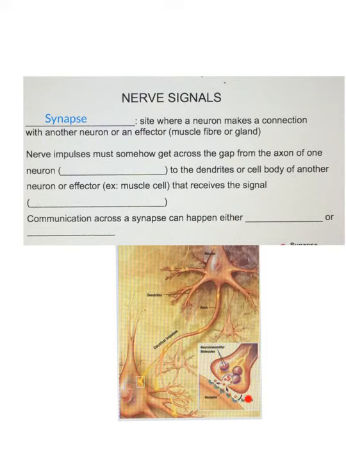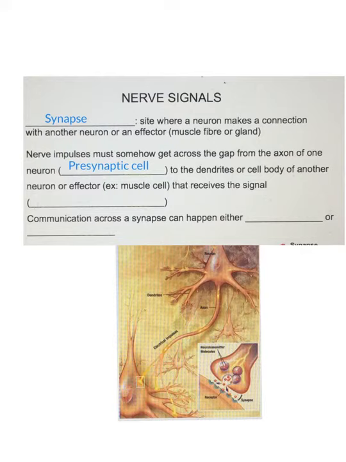Okay, so the electric signal gets sent down and then it has to make its way through this gap to the next neuron here. So it says nerve impulses must somehow get across the gap from the axon of one neuron. Okay, and that one is called the presynaptic cell. Sorry, that's all one word. So the presynaptic cell is the one that is before.